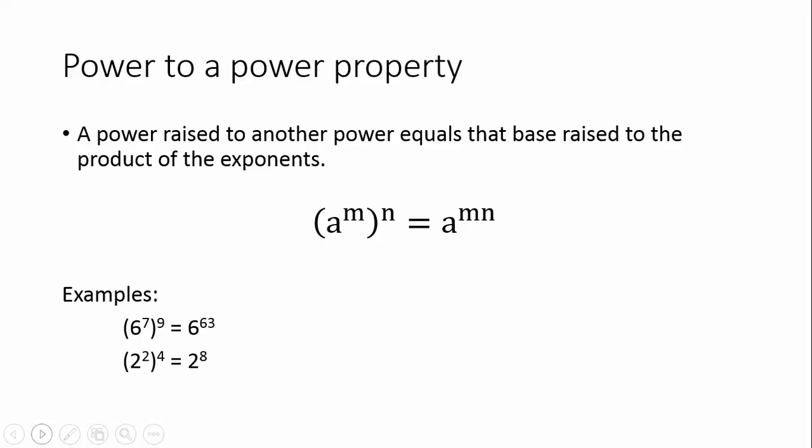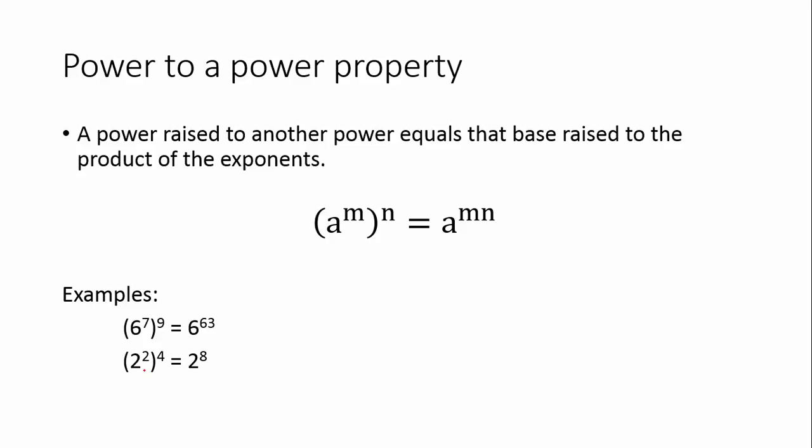In our examples, we have 6 to the 7th being raised to the 9th. You can see that 7 times 9 is 63 to give us 6 to the 63rd power. We have 2 squared being raised to the 4th power. 2 times 4 is 8, so we get 2 to the 8th. And I'll show you again with the example of the 2's why that works.